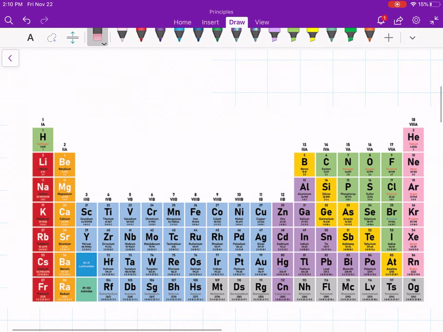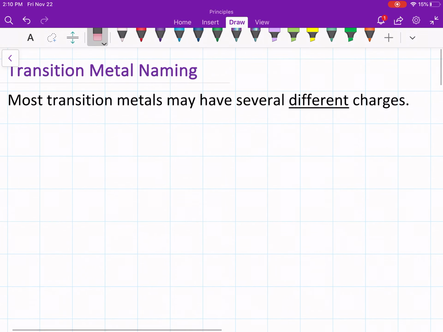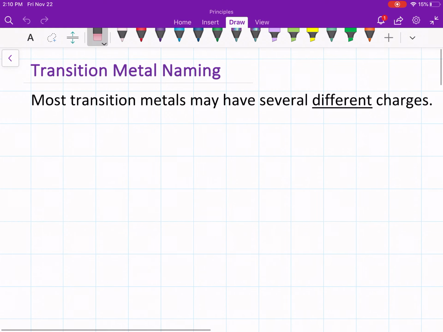So to this point, we've pretty much ignored transition metals, the middle part of the periodic table, in talking about ionic compounds and ions. We've only looked at S and P block metals as cations. And the reason we've done that is because it's kind of difficult to predict the charges of most of the transition metals. So it says here most transition metals can have several different charges, in fact, so they vary.